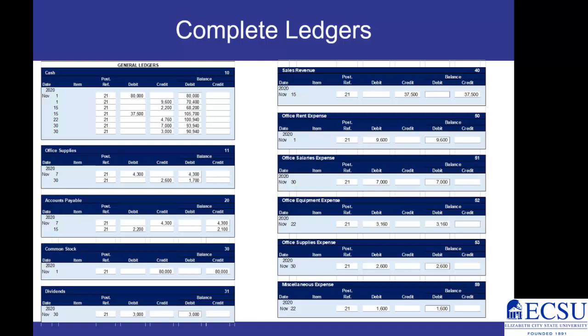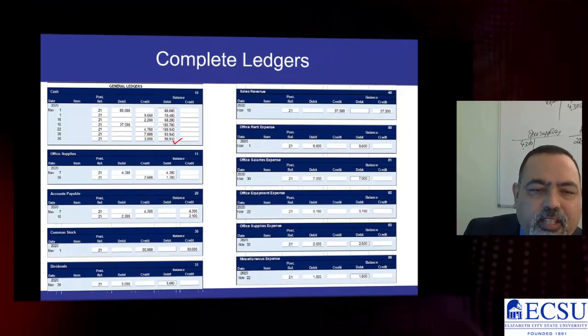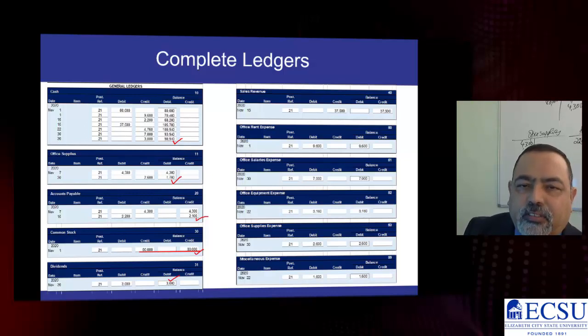So these are the complete journal entries that we have done so far, and these are the complete ledgers. So what we can do is look at the amount figures there for each of the ledger accounts and see what were the balances that you have calculated. If you look at the balances, the final balance for cash is 90,940, office supplies is 1,700, and accounts payable is a liability. It has a credit balance of 2,100. Common stock, owner's equity, is a credit balance of 80,000. Dividend is 3,000 debit, and then you have 37,500 of sales revenue, 9,600 of office rent expense, and office salary expense of 7,000.